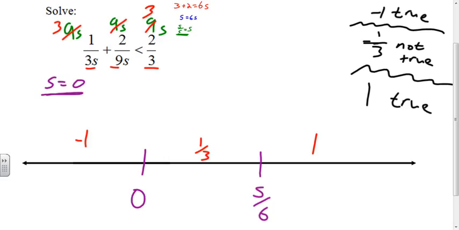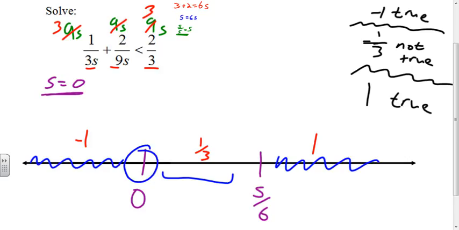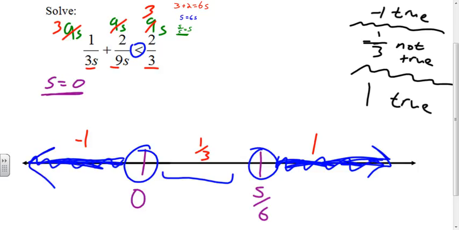We know that, I'm going to use blue actually. The area for 1 is true. The area for 1/3 is not true, so we leave this blank. And the area for -1 is true. 0 was found because it couldn't equal that point, so this has to be open. 5/6 was found because that was a solution, but remember, our equation is not a less than or equal to, it's just less than. So that has to be open as well. So our number line solution is going to look like this. The points at 0 and 5/6.